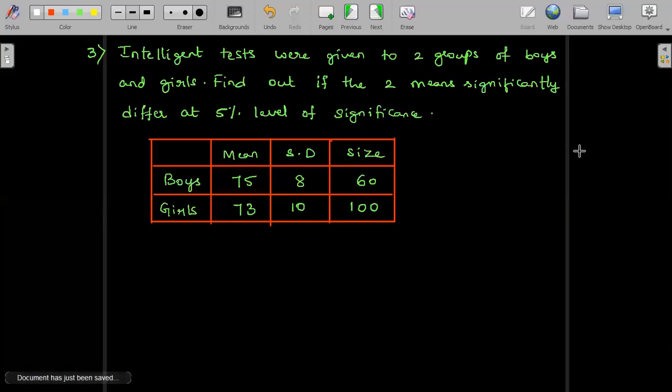We shall now discuss the third problem. Intelligence tests were given to two groups of boys and girls. So there are two groups of boys and girls. For them, the intelligence tests were given. Find out if the two means significantly differ at 5% level of significance.